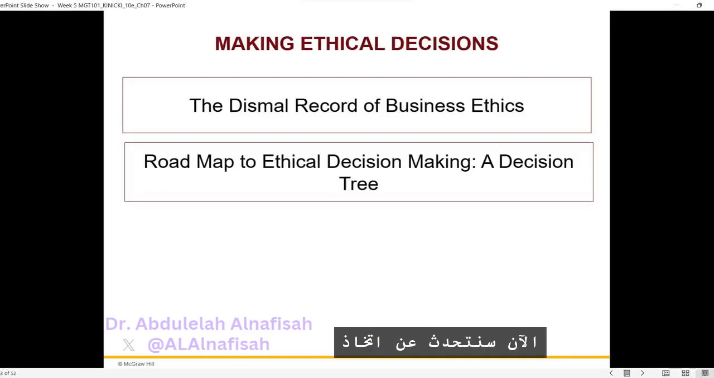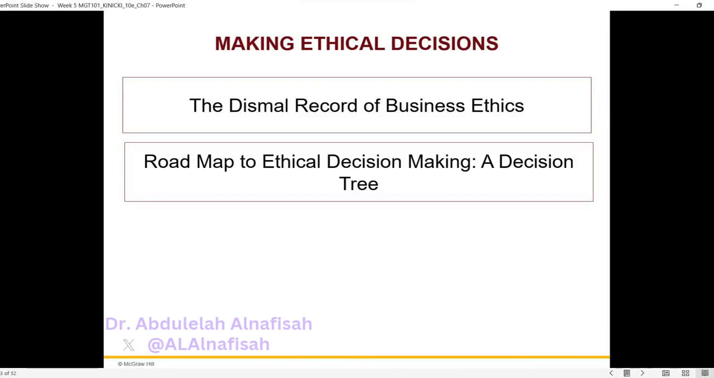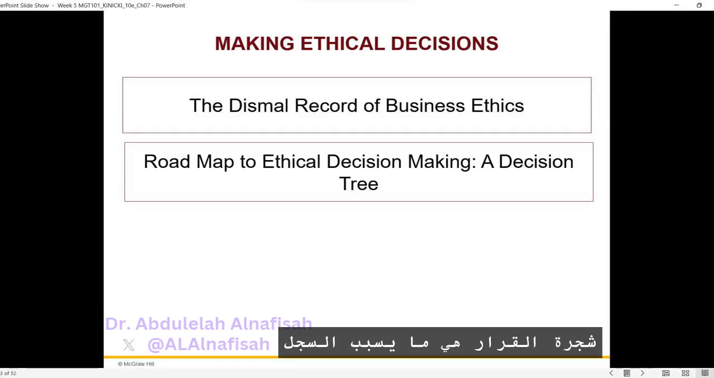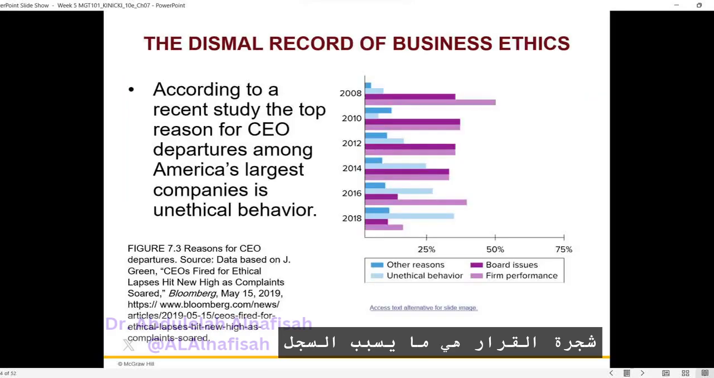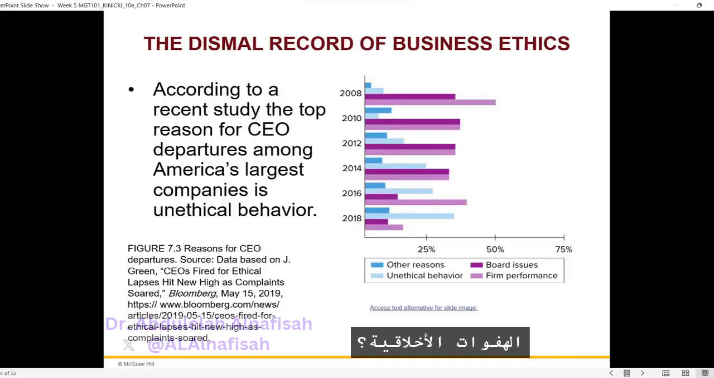Now, we will talk about making ethical decisions. The dismal record of business ethics and roadmap to ethical decision-making. A decision tree. The dismal record of business ethics. What is causing the growth in ethical lapses? The increase in ethical lapses in business can be attributed to several factors. Here are some reasons that contribute to the growth in ethical lapses.